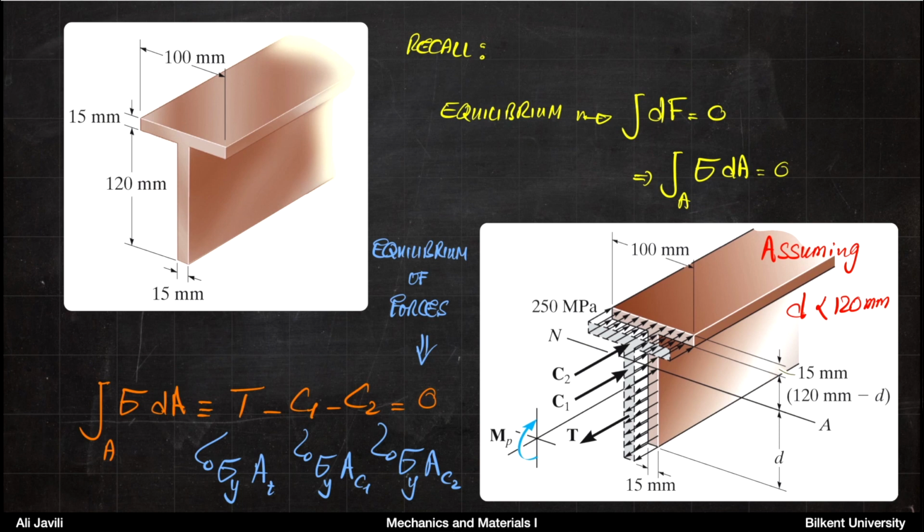So if you pay attention, I assumed that the neutral axis was somewhere here. So I already implicitly assumed that the distance from the bottom for the neutral axis is less than 120 millimeters. Obviously, we can calculate this, and if we end up with a distance that is not smaller than 120, it means we had a wrong assumption, and then we need to reevaluate this. And that would mean that the neutral axis would be somewhere here. But as we will see, this assumption is actually correct.